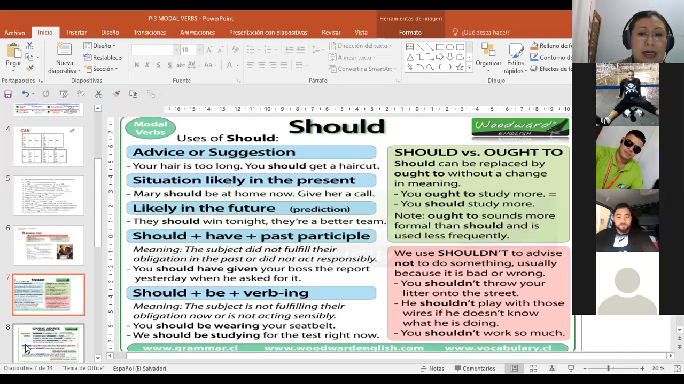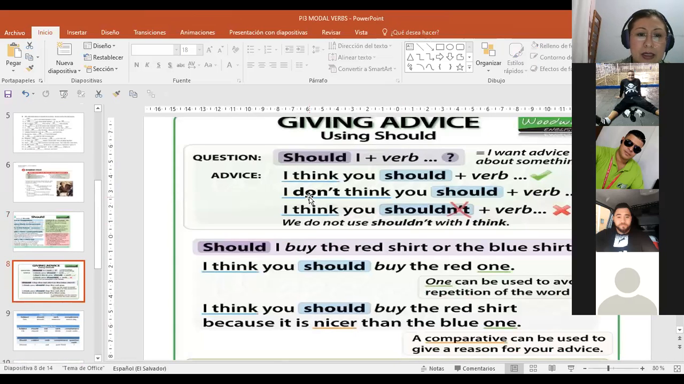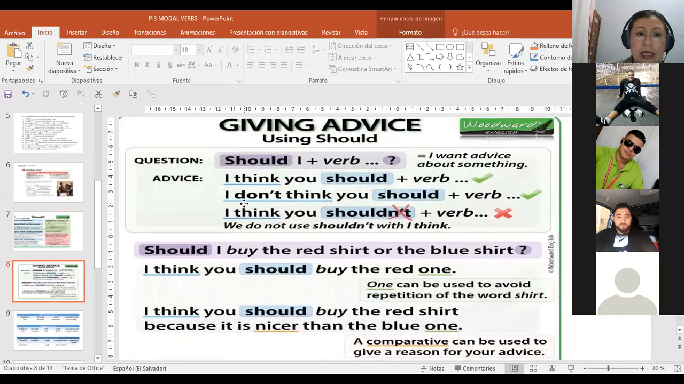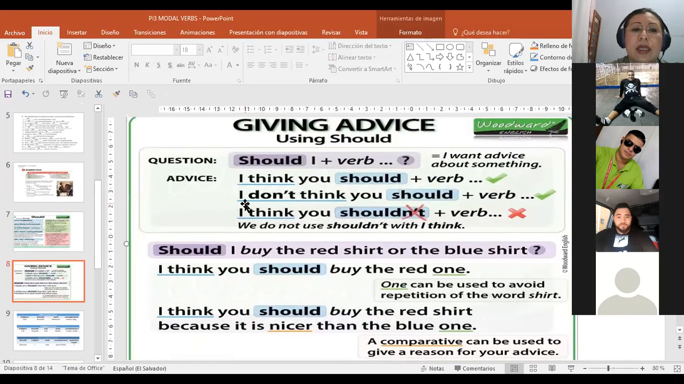Okay, so now, after we have been explaining how we can use should, I have here the structure. In order to make questions, you use should I plus the verb. And it says that I want advice from you. Cuando yo hago una pregunta usando should I, es porque yo le estoy pidiendo a usted consejo o sugerencia.